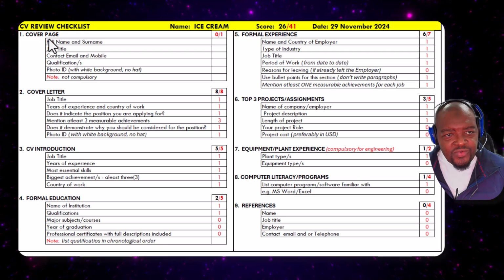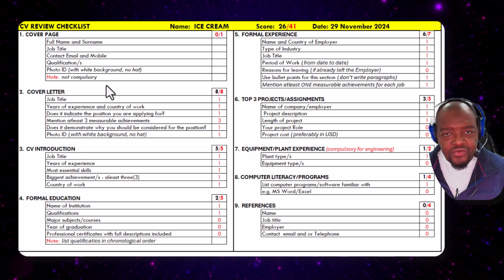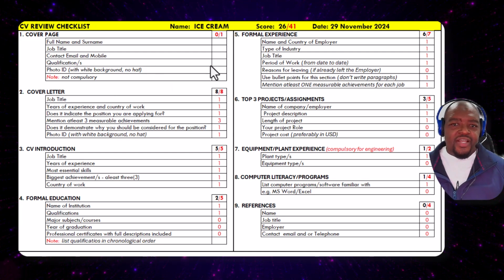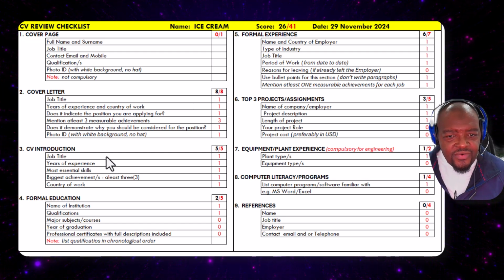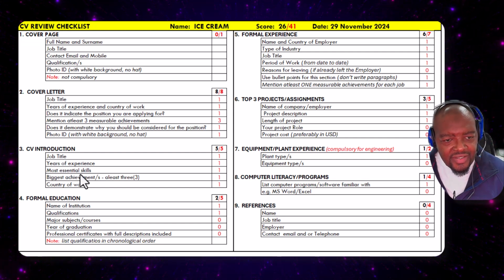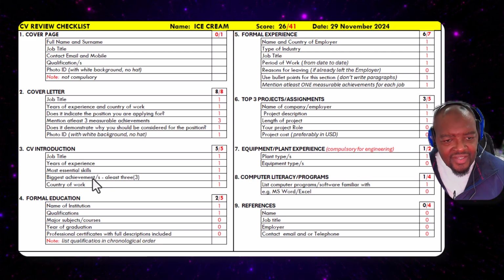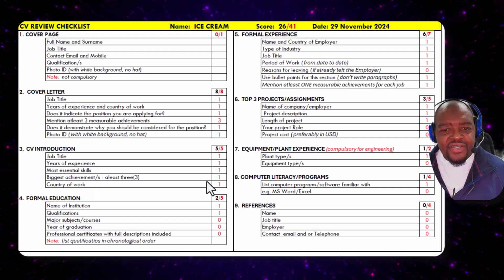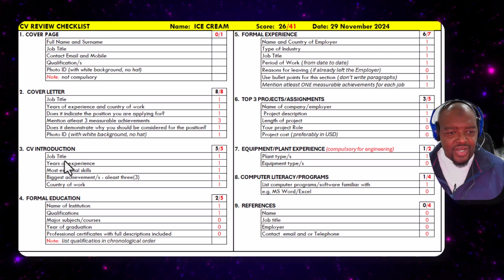Now, our ice cream friend, yesterday we looked at his cover letter and he scored 100%, 8 out of 8. For this part, with the cover page, as we had said previously, it's not compulsory. We just give it a score for 1. It's not that critical. CV introduction, we just went through. He had his job title, years of experience, most essential skills, achievements also mentioned, country of work mentioned. So we give him 100%, 5 out of 5 for the introduction.